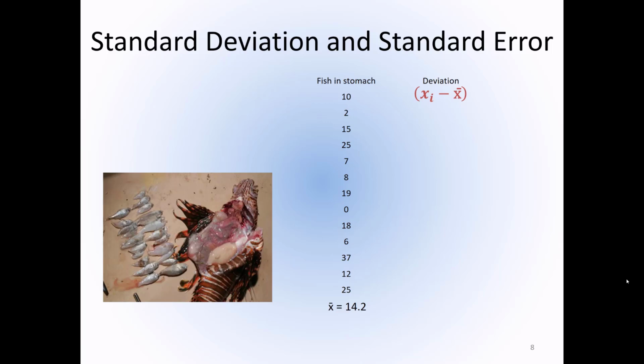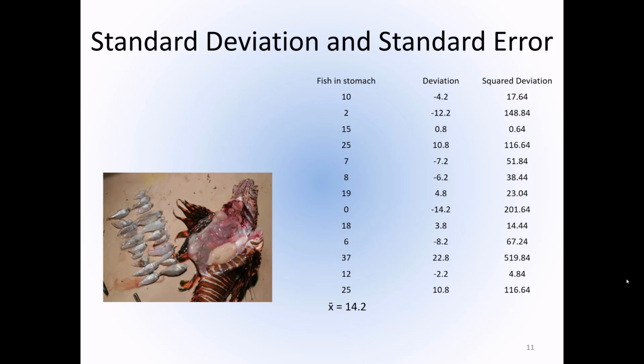So we need to calculate the deviations of our data from the mean. Our mean is 14.2 fish. We need to take the difference between the number of fish in the stomach and this mean for each one of our respective observations, again remembering we'll have some negative values and some positive values. We then need to square this deviation, so we take the values from our deviation column, we square them, and we get our values. Again, these should all be positive. We can then calculate the sample variance by taking the summation of our squared deviations and dividing by sample size minus 1. In this particular case, our variance is 110.143.